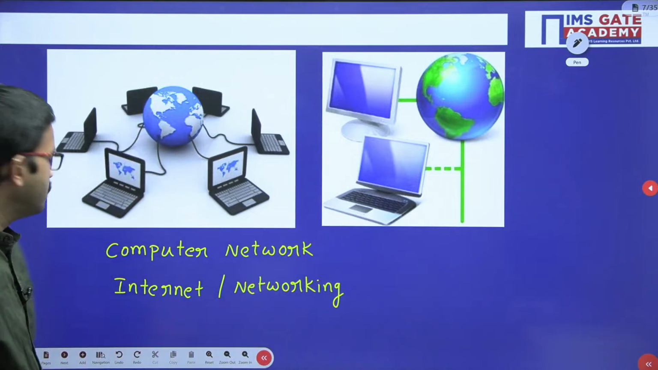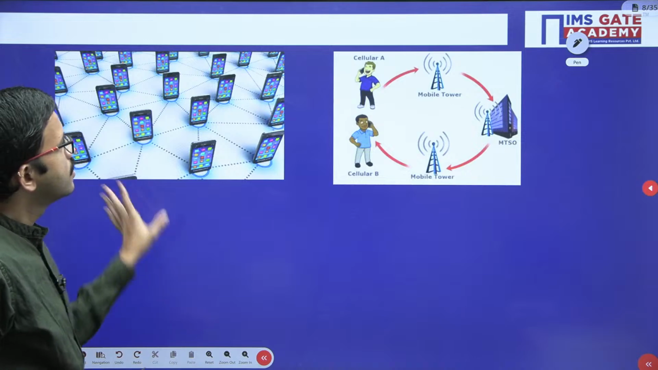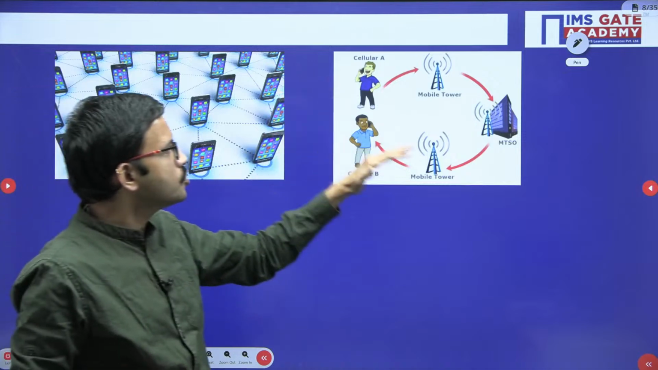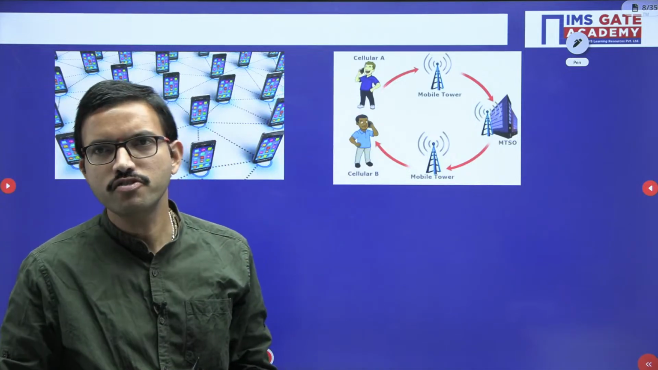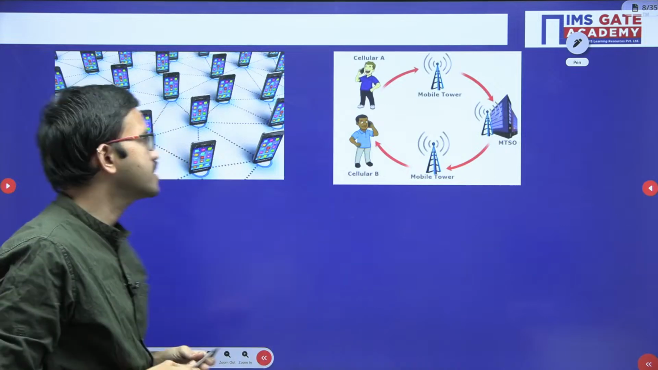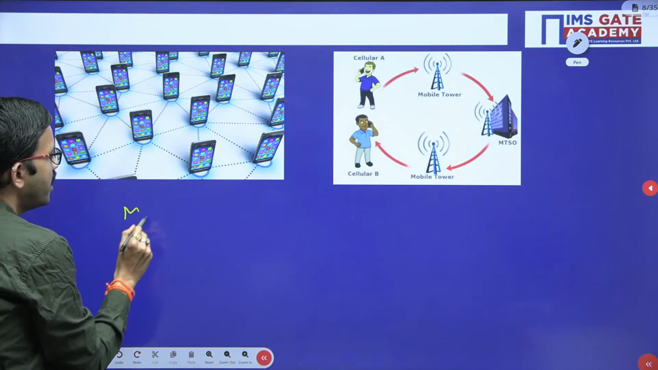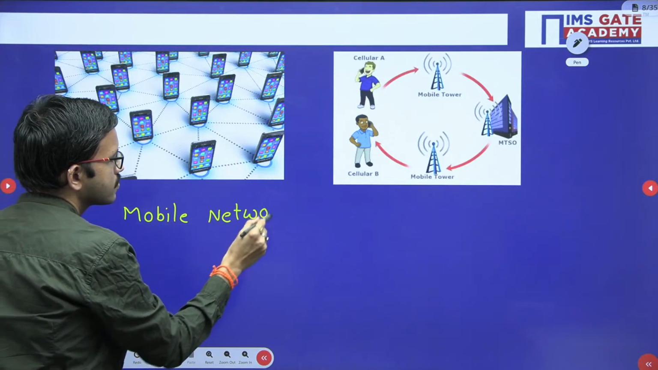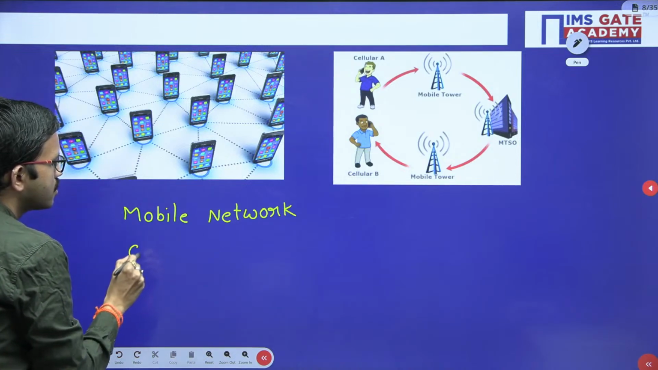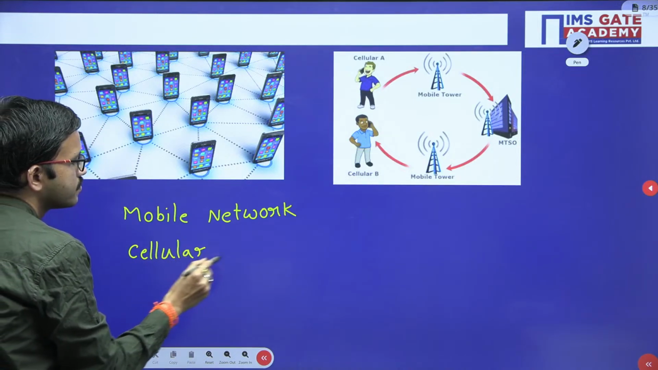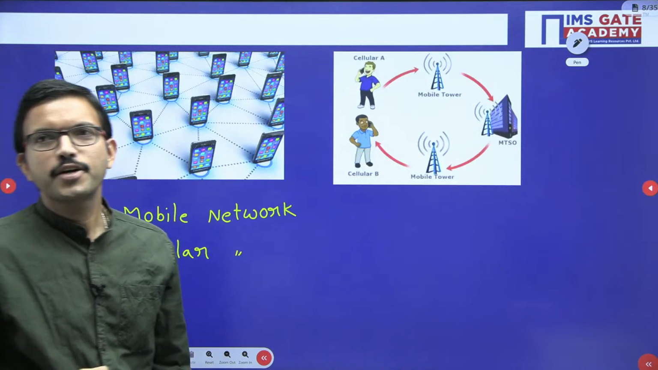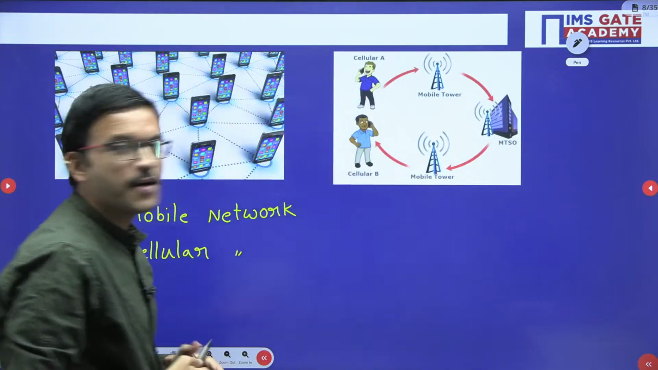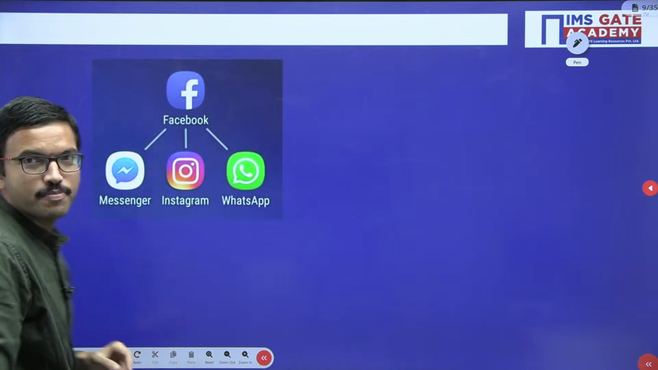Similarly, you can observe this one. Here various mobiles are interconnected, or one person to another person, the communication is happening with the help of mobile, right? Mobile communication or cellular communication. So here you can call it a mobile network, or cellular network. I hope all of you are using smartphones nowadays, so I hope you are very much familiar with this slide.